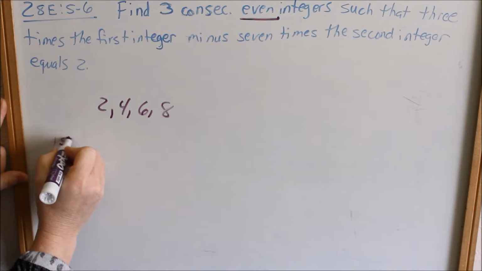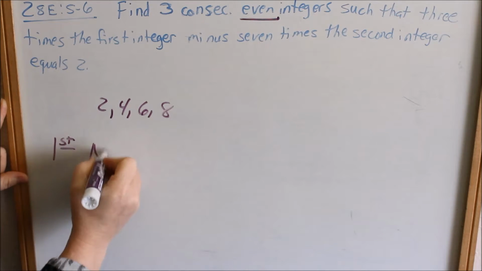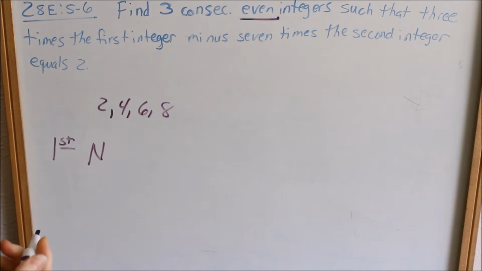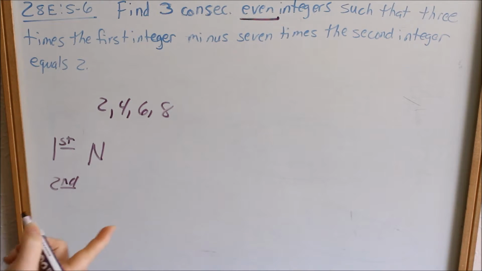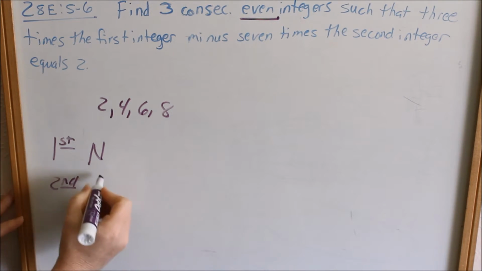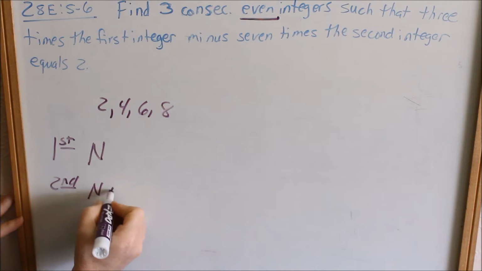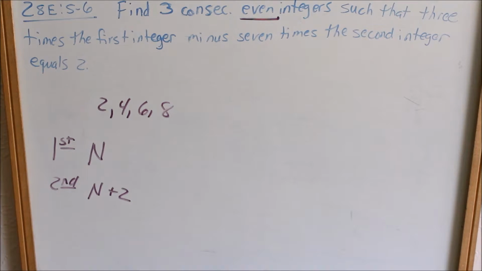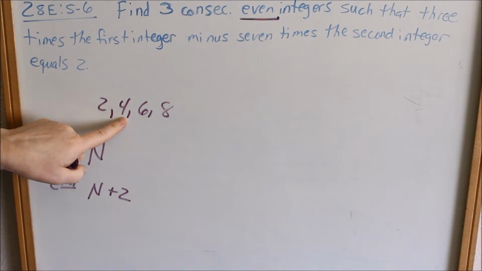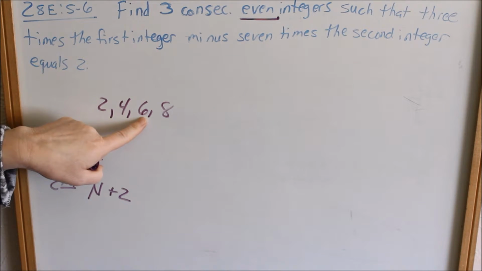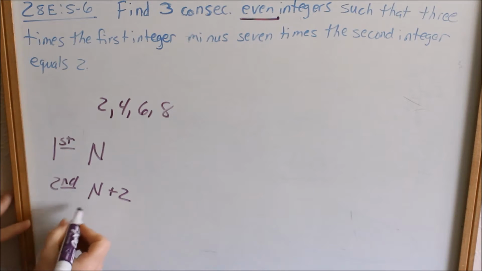So if I want to call my first integer n, I still call my first one n because it's an unknown number. I don't know what the number is. So I'm going to call it n. Then my second integer, if I want to be consecutive, I'm just adding 2. To go for even numbers, I have to add 2 each time. That's what I did up here. To go from 2 to 4, I added 2. To go from 4 to 6, I added 2. I'm adding 2 every time.